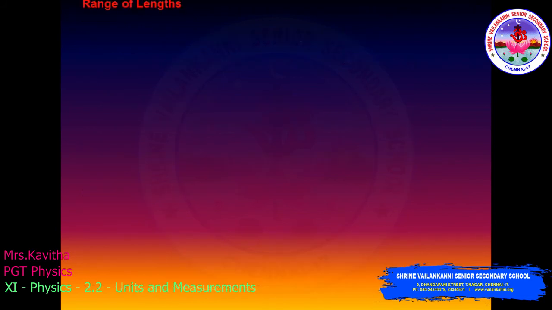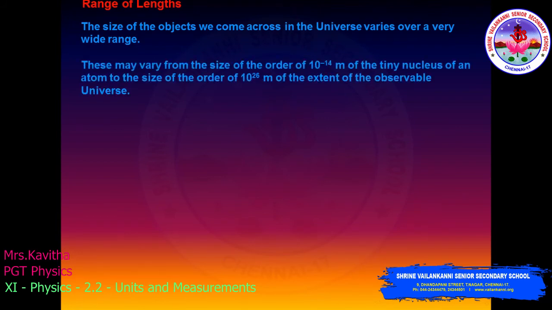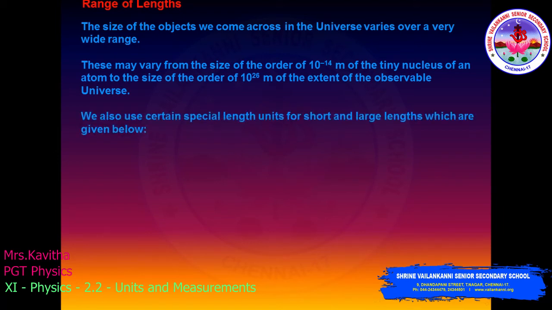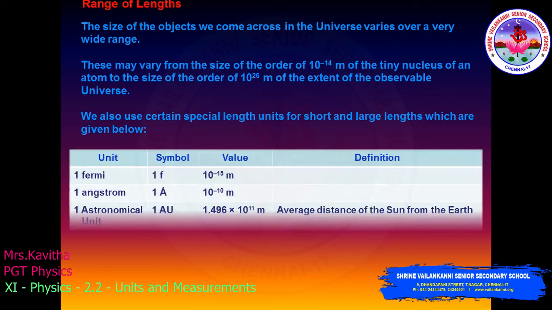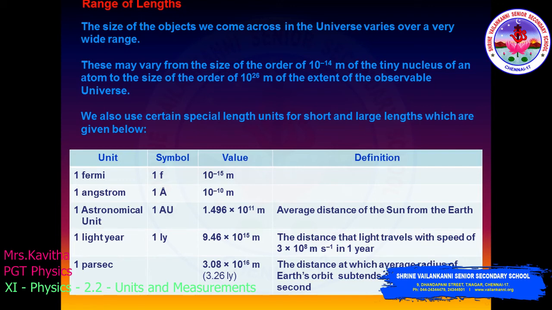So we can see some of the ranges, the orders of magnitude of length. How can we calculate it? The size of the objects we come across in the universe varies over a very wide range, right? These may vary from the order of 10 power minus 14 meter for the tiny nucleus of an atom to the order of 10 power 26 meter for the extent of the observable universe. So we also use certain special length units for short and large lengths, which are given here.